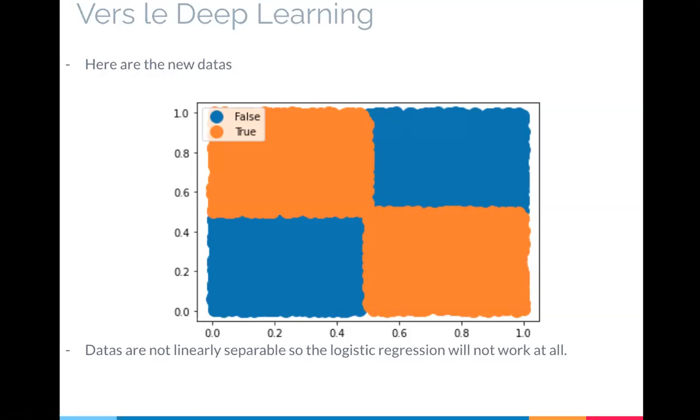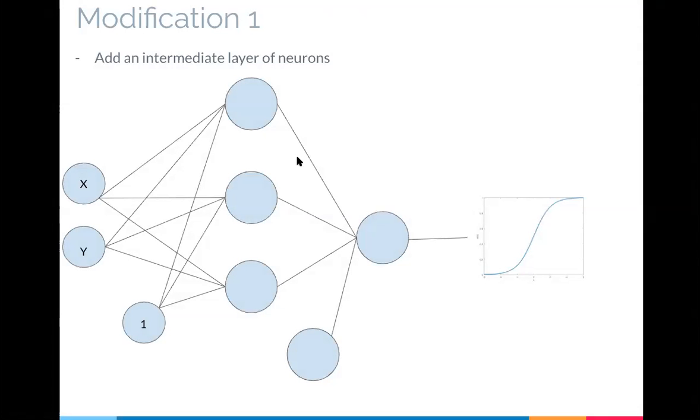And that's why we're going to use deep learning. So we're going to take the small neural network that we have defined, and we're going to add some modifications in order to convert it into a neural network that will enable us to solve the problem. So the first modification that we're going to make is to add a layer of neurons. Remember, in the first part, these input neurons were directly connected to the output neuron. And now there is an intermediate layer of neurons, and all these neurons are fully connected.